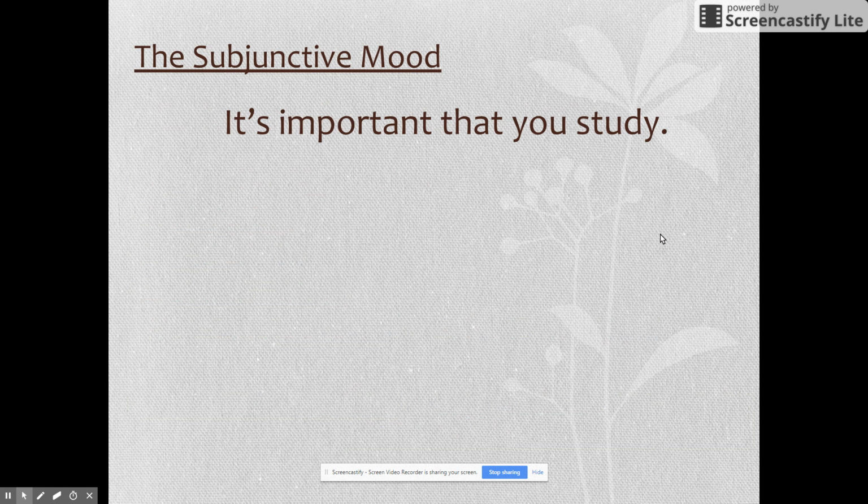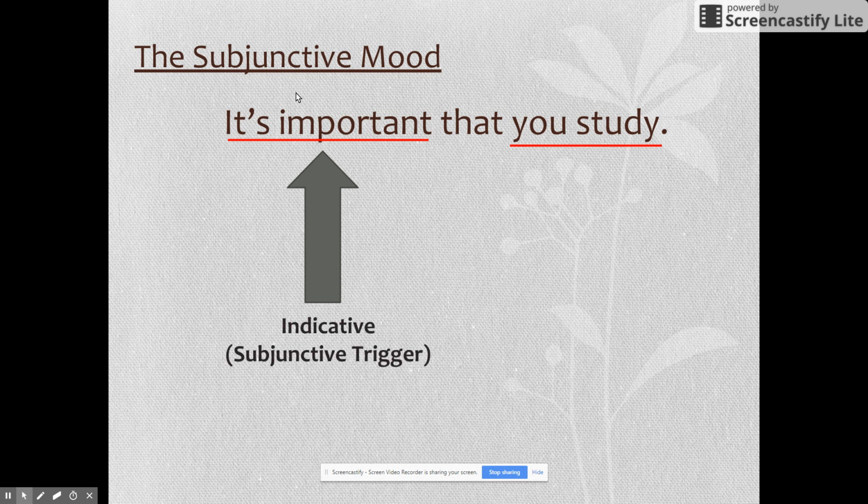All right, so let's look at this sentence. It's important that you study. It's important. You study. There's 2 verbs, right? It is, you study. This right here, this is indicative, meaning it's normal present tense. There's nothing weird about it. It's called a subjunctive trigger though, because if I say it's important that you study, I don't know for sure that you're going to study or not. So because of that, this is considered subjunctive.